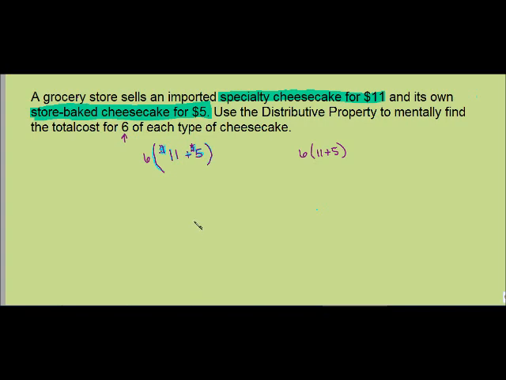I can solve one of 2 ways. I have 2 numbers inside I want to add. I'm multiplying times 6. Now, if I buy one of them, 11 plus 5 is really $16. I don't want to buy one of them. I want to buy 6 of them. So that's like saying I'm going to buy 1, 2, 3, 4, 5, 6, or 6 times 16.